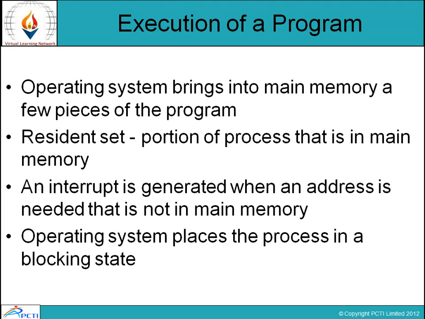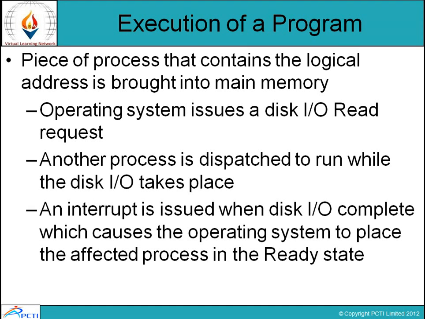Execution of a program. How a program is executed in main memory. The operating system brings only a few pieces of the program into main memory. Resident set: it is the portion of a process that is in main memory. An interrupt is generated when an address is needed that is not in main memory. The operating system places the process in a blocking state.